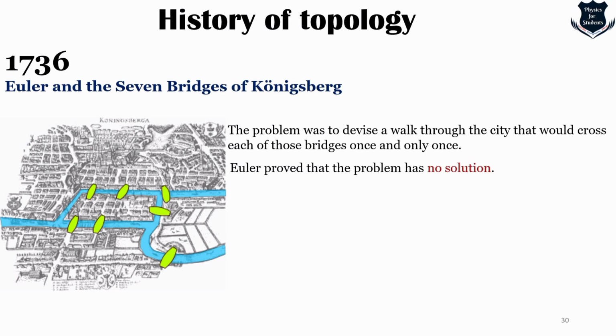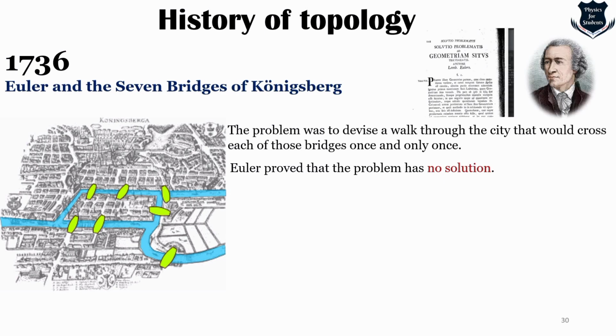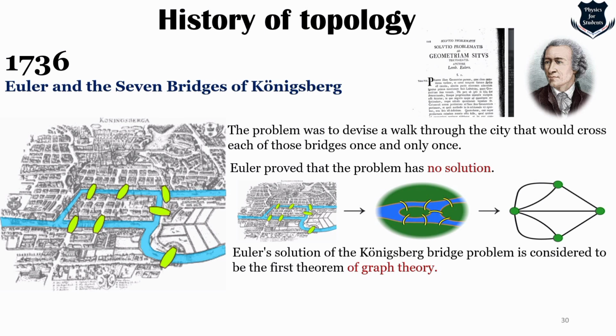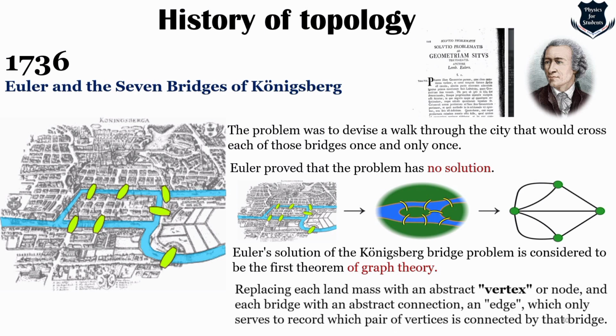Euler pointed out that it has no solution. This is the paper which he wrote. I just got a glimpse of that paper. So Euler pointed out that the choice of route inside each land mass is irrelevant, right? So the only important feature of a route is the sequence of bridges that are crossed. This allowed him to formulate the problem in abstract terms, eliminating all features except the list of land masses and the bridges connected to them.